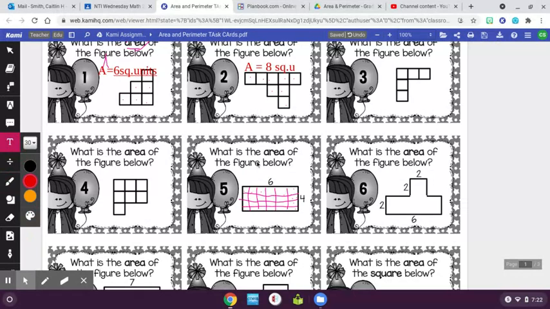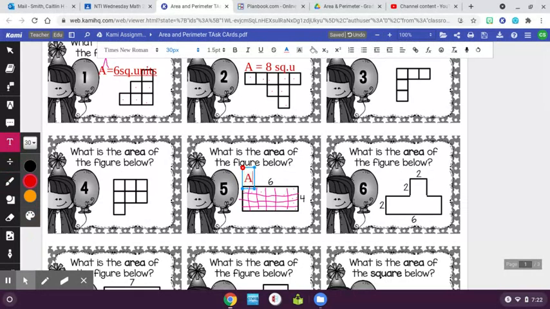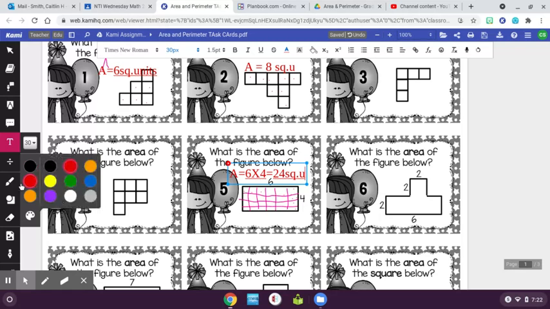Or I can just simply multiply: the area is going to equal 6 times 4, which equals 24. And when it's area, it's square units. If you know your multiplication tables, all you have to do is multiply, because that is really hard to draw in the square units.